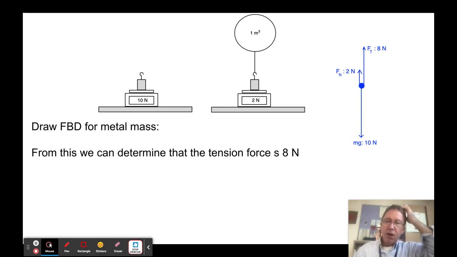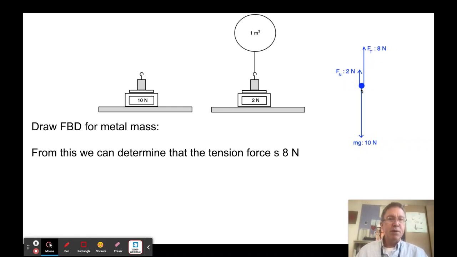First of all, let's draw an FBD for the metal mass, okay? So over here. What I know is it's being pulled down by gravity with 10 newtons of force. So mg down is 10. And I know that the normal force is equal to 2 newtons. So therefore, I know the tension force must be equal to 8.